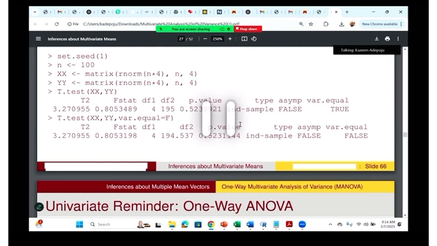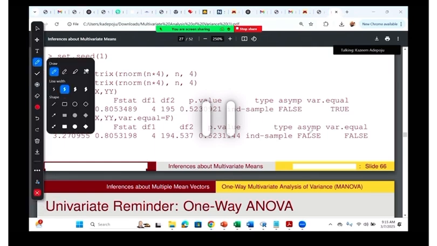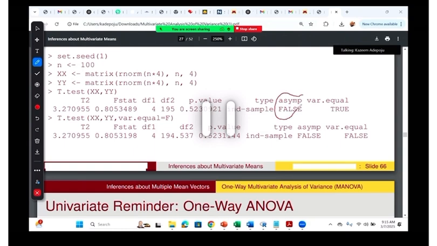And of course, if you pay attention to what I'm doing, if you take a look at this, asymptotic false, variance equal true. Asymptotic false, variance equal false. I'm also not talking about large sample. I'm talking about finite or small sample. That's why you see asymptotic false. But I'm still assuming that the covariances of the 2 groups are the same. Does that make sense? So I just wanted to take note of that.